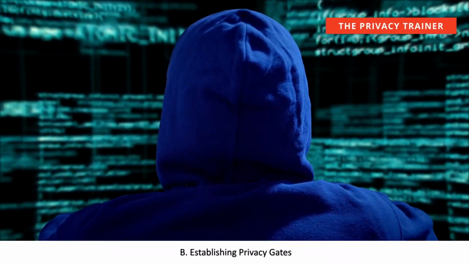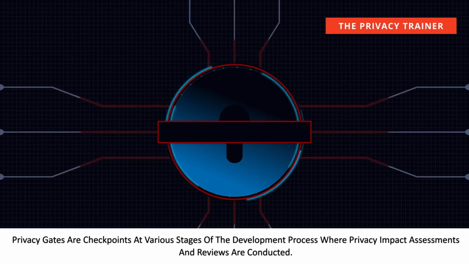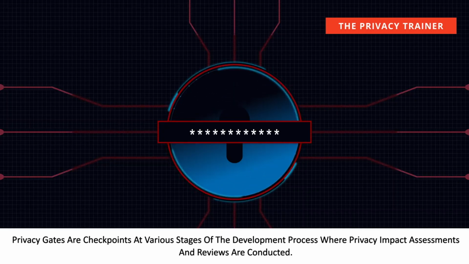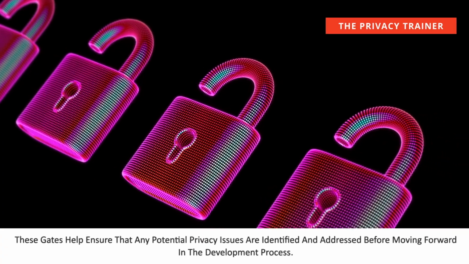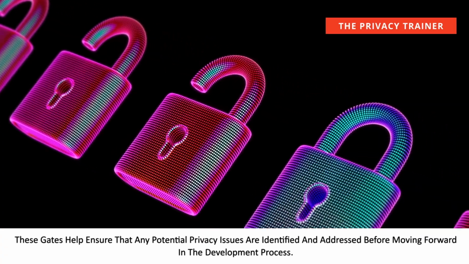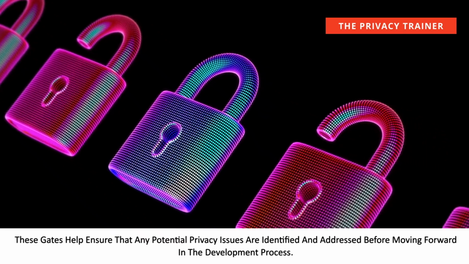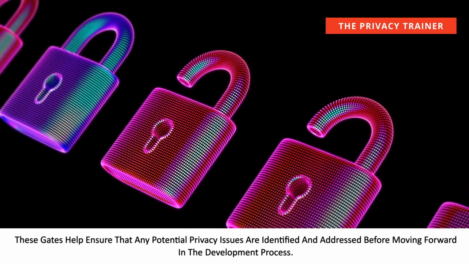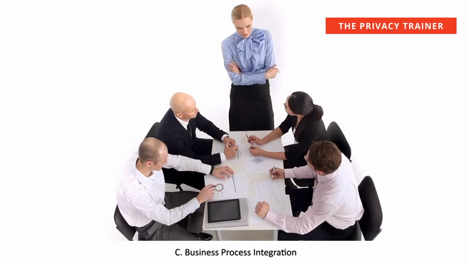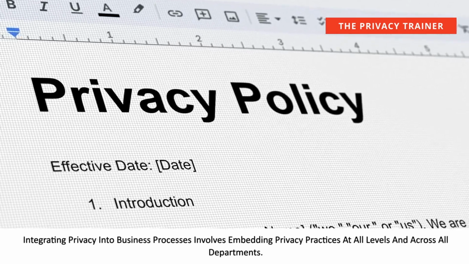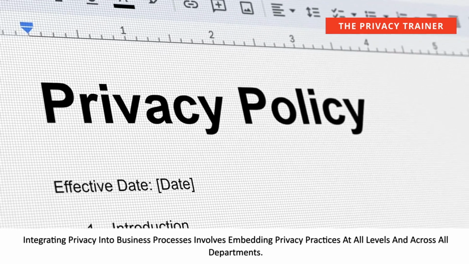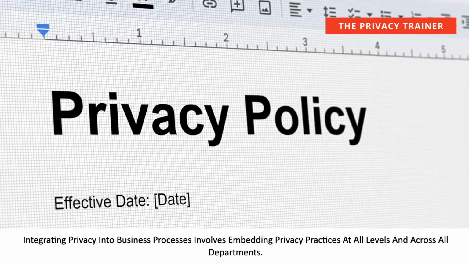B. Establishing privacy gates. Privacy gates are checkpoints at various stages of the development process where privacy impact assessments and reviews are conducted. These gates help ensure that any potential privacy issues are identified and addressed before moving forward in the development process. C. Business process integration. Integrating privacy into business processes involves embedding privacy practices at all levels and across all departments.